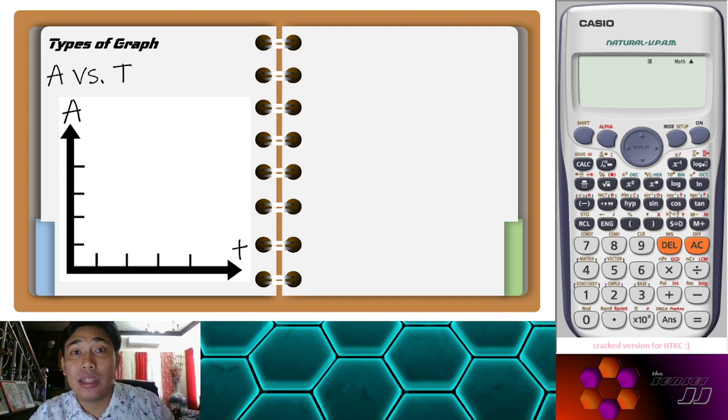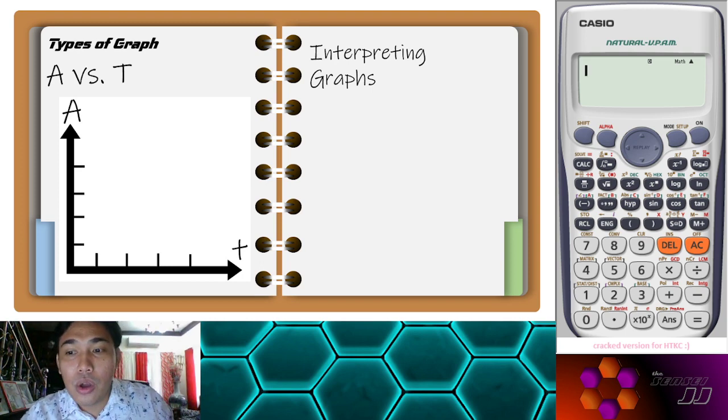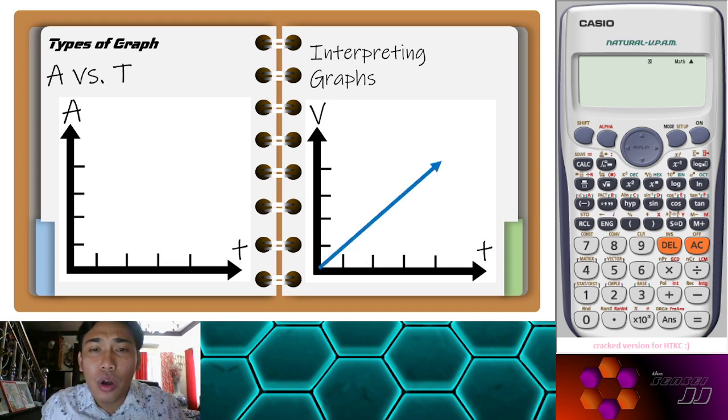That's why it is placed in the y-axis. Okay, so we're not just dealing with the types of graph, but we're also dealing with interpreting graph. So sir, how are we going to interpret graph? So you're just going to interpret something like this. So let's have an example here. So how are you going to interpret this velocity versus time graph?